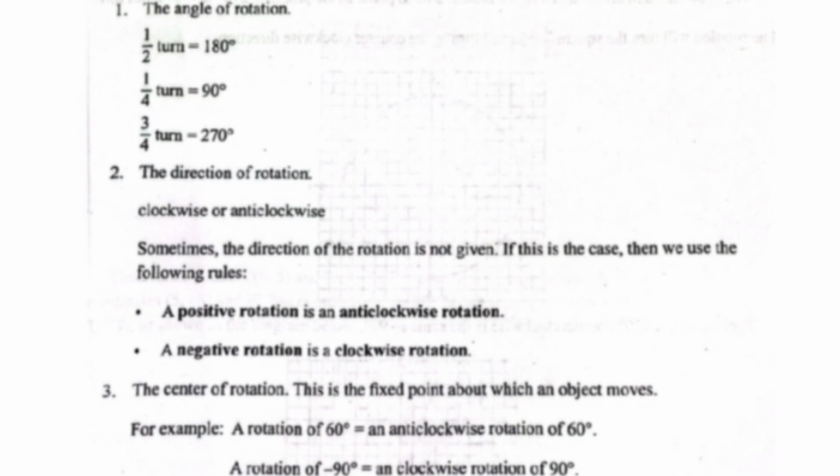The third one is the center of rotation. This is the fixed point about which an object moves. For example, a rotation of 60 degrees is equal to an anti-clockwise rotation of 60 degrees. A rotation of negative 90 degrees is equal to a clockwise rotation of 90 degrees.